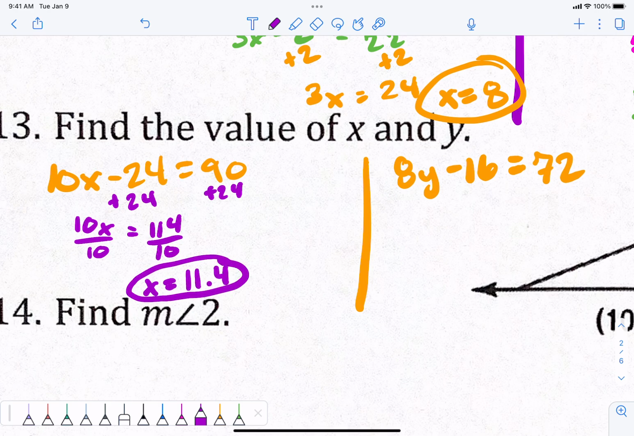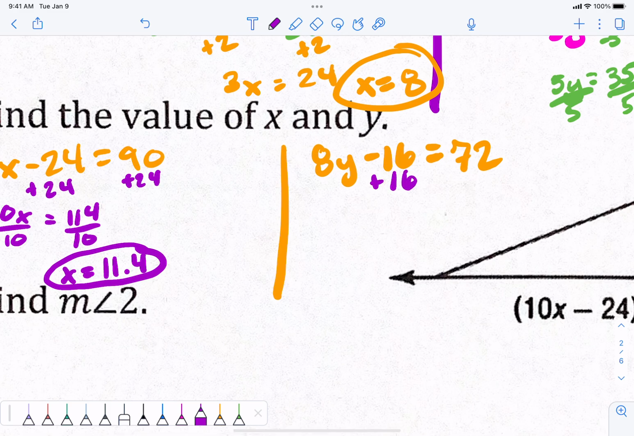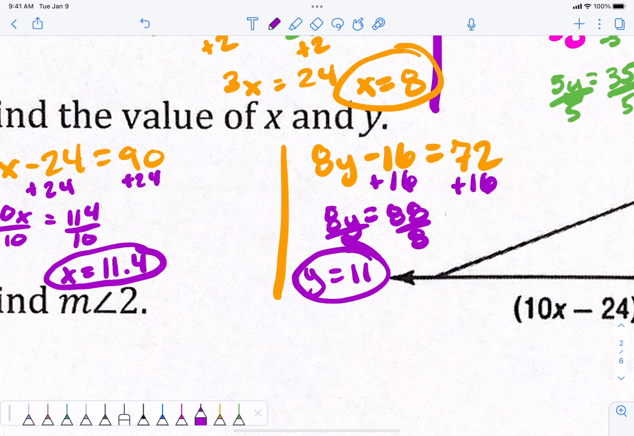This was actually one of the test questions that you guys had on your test. I don't know if you remember this problem, but anyway. Okay, add 16, add 16. 8y is equal to 88. Divide by 8. Y is 11. Beautiful.